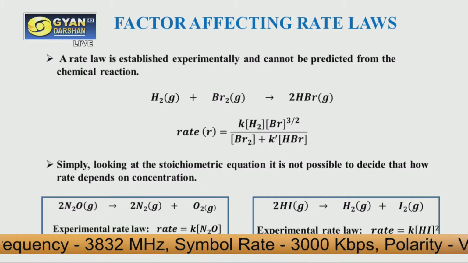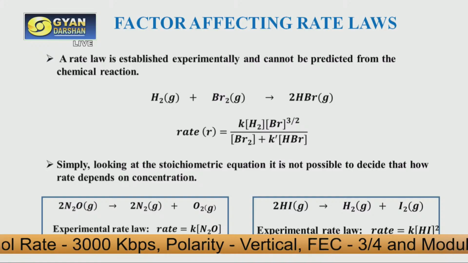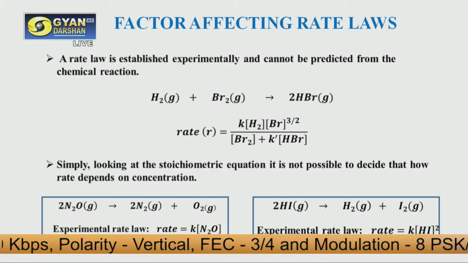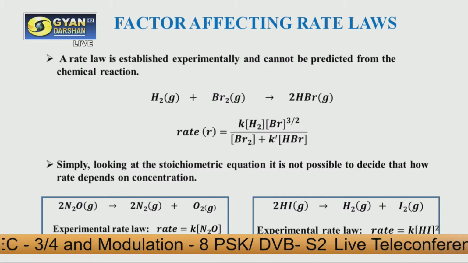But here we can say that a rate law is established experimentally and cannot be predicted from the chemical reaction. In the earlier two examples, we gave the experimental data. Because of that, simply looking at the chemical reaction, we can't say that the reaction is first order, second order, one power or second power. On the basis of experimental data, we can establish the rate law.